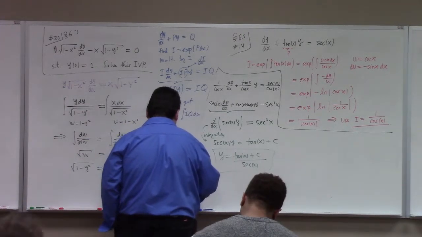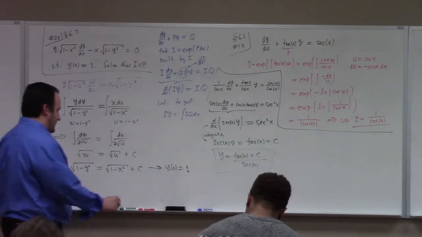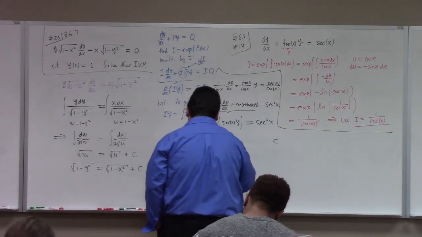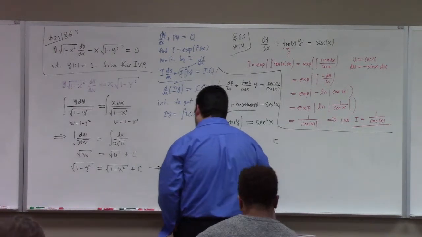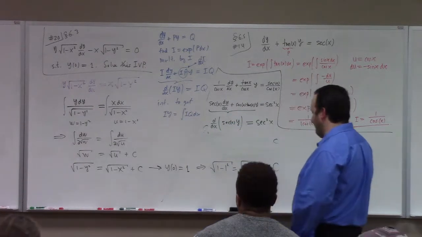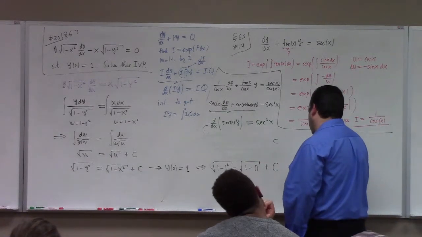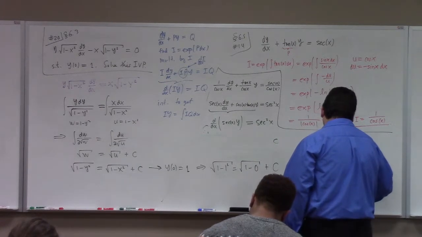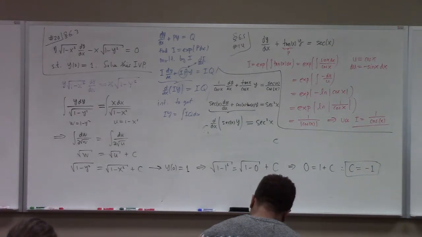What's that tell me? That tells me the square root of 1 minus 1 squared is equal to the square root of 1 minus 0 plus c. So that tells me, in fact, that 0 is equal to 1 plus c. So apparently c is -1. Now, I'm not really done.